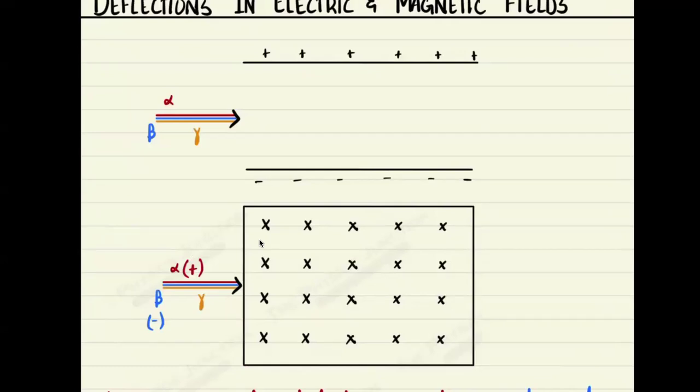For alpha, it's pretty easy to see why and how they would be deflected, because alpha is positively charged. It would be repelled by the positive plate, attracted by the negative plate, so it would deflect in a direction like this. So that's how the alpha particle would deviate. Alpha was in red, so this is the alpha particle. Gamma undeviated, so let's make that.